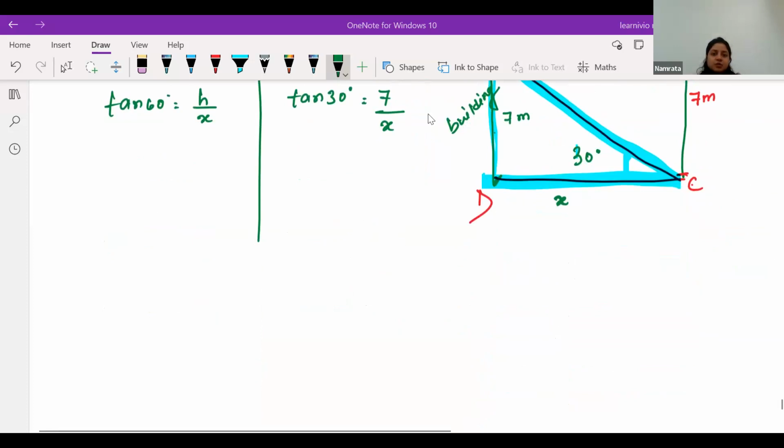Tan 30 is 1 by root 3. Perfect. So 1 by root 3 is equal to 7 over x. And from here we get the value of x as 7 root 3. Meter, centimeter, whatever is given. Now once we have the value of x, we can substitute it over there to get the value of h. But be careful, we don't have to find h. We have to find the total length, 7 plus h.